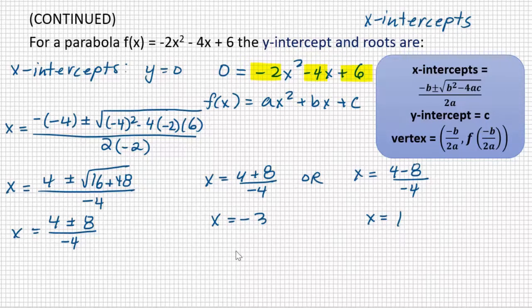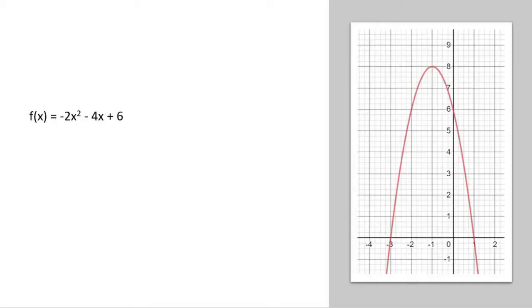What does it mean that x is equal to negative 3 or x is equal to 1? Well, those are the roots, and we found them by setting y equal to 0. So we found the x-intercepts, and they are the coordinate points (negative 3, 0) and (1, 0). So we'll use these key points to graph our parabola.